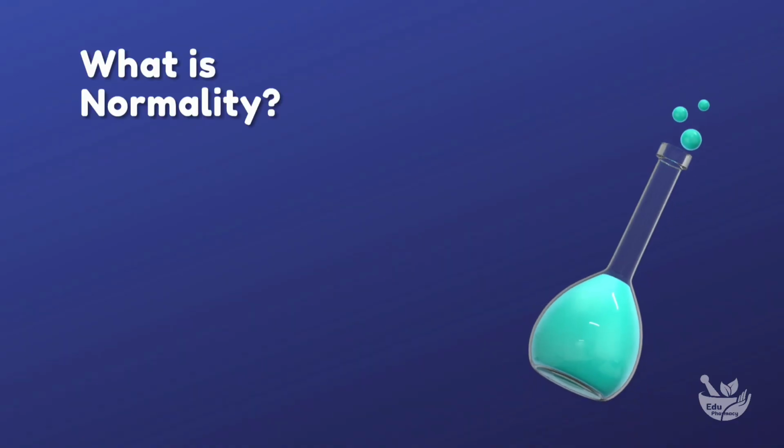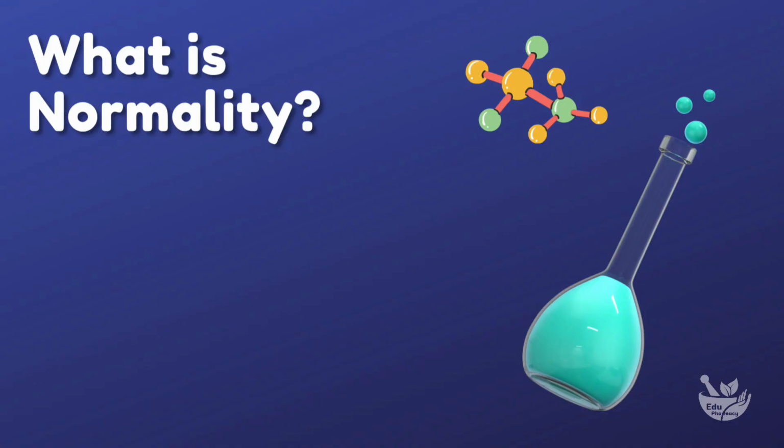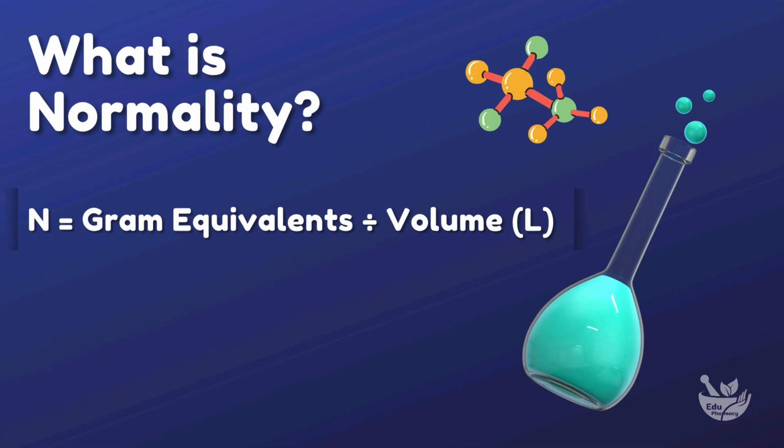So, what is normality? Normality is defined as the number of gram equivalents of solute present in 1 liter of solution. The formula is normality equals the number of gram equivalents divided by the volume of solution in liters. Now, what is a gram equivalent?